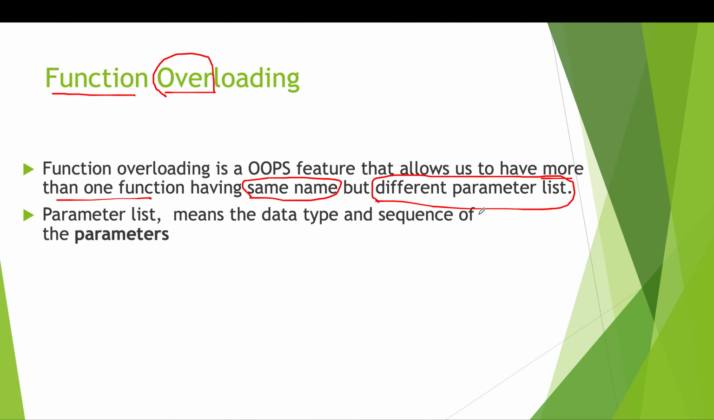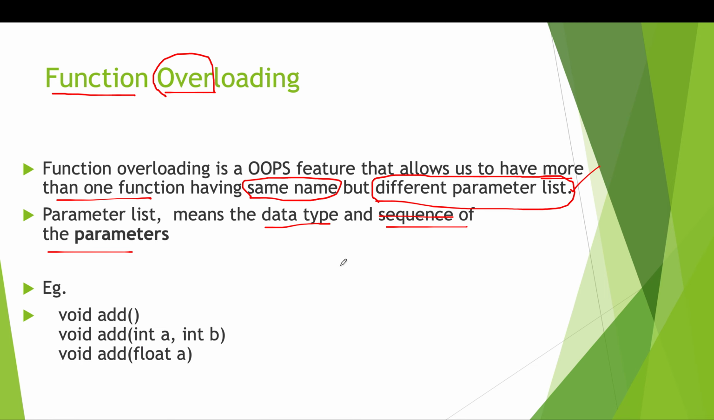Now when we are saying that it should be different in terms of parameter list, what do we mean by parameter list? Parameter list means the data type and the number of the parameters. Actually it should not be sequence, it should be the number of parameters that we are passing as input to the function. So we'll see a simple example.